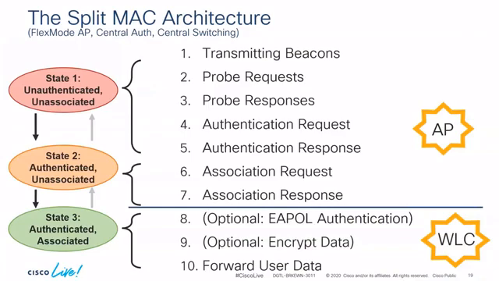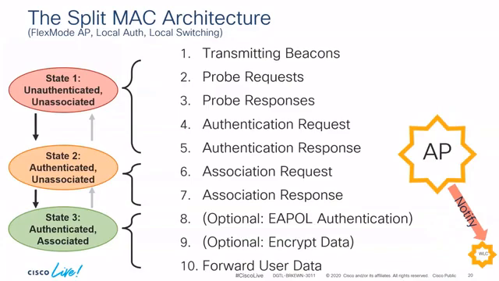Now let's flip it a little bit. Same Flex Mode AP, but now I'm doing local auth and local switching. You'll notice now the AP is handling everything. It's only notifying the controller about the client. You have so much flexibility in a Flex Mode AP. You could say, hey, I want to do local switching, but I want to do central DHCP. I want my DHCP request to go to the controller. You have a lot of flexibility in how you set that up.